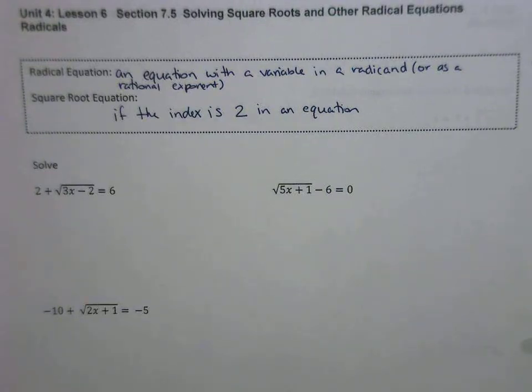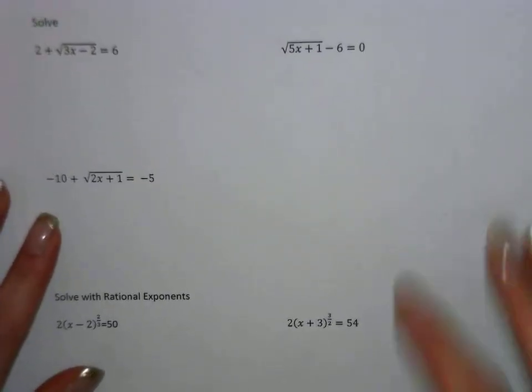Today we're going to be solving square roots and other radical equations. A radical equation is an equation with a variable in a radicand or as a rational exponent. And a square root equation is an equation as long as the index is 2. So let's look at some examples on how we can solve our equations.